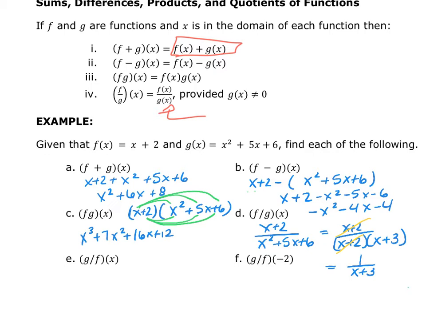If I'm asked to do the division the other way, then it's just going to be the reciprocal of this answer. So I end up with x plus 3 over 1, or just x plus 3. On F, I'm asked to do G divided by F of negative 2. What did you all get for this one right here? What did you all get for that answer?